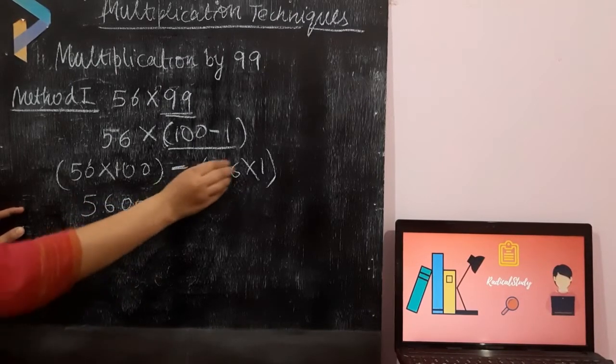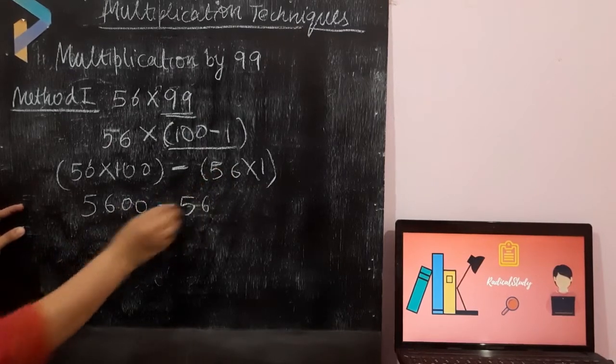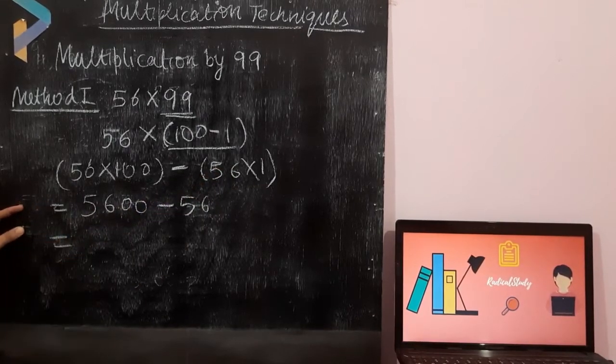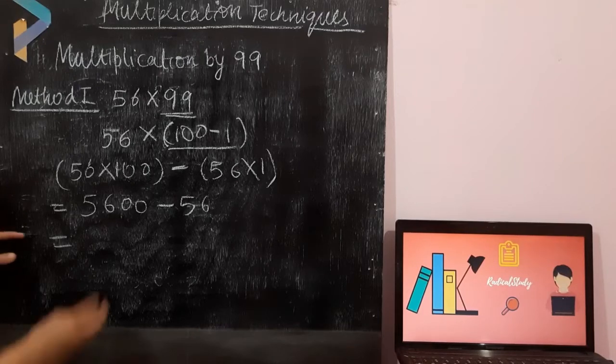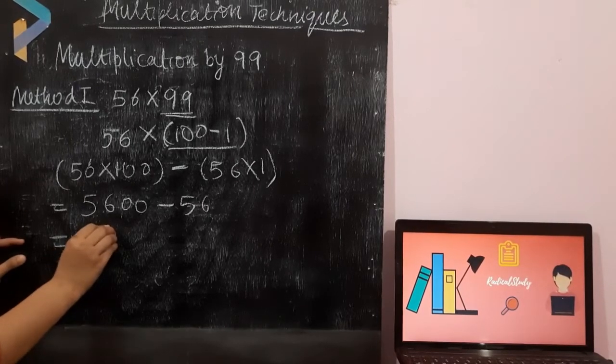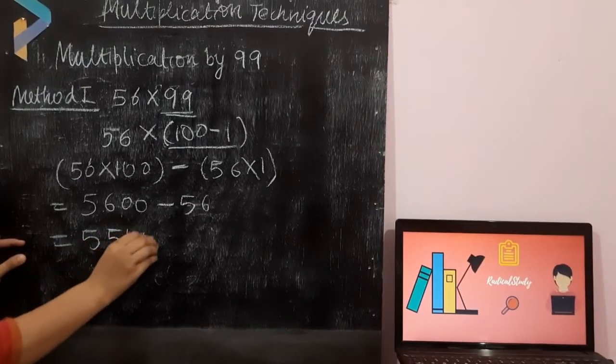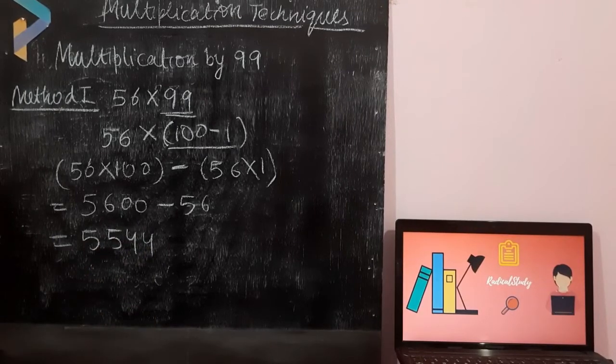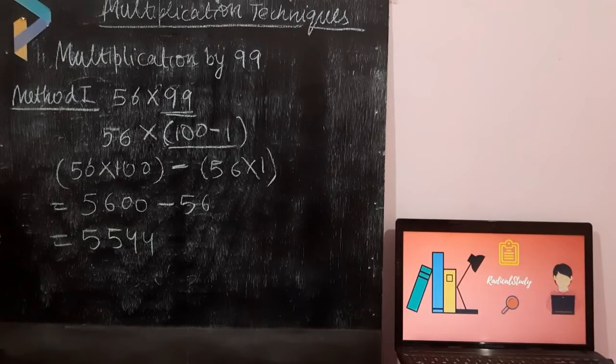Now minus 56 ones are 56. Now can we subtract it? Yes, we can subtract it and the answer will be 5544. Okay students, now I am going to take one more example based on this method to make you understand more clearly.